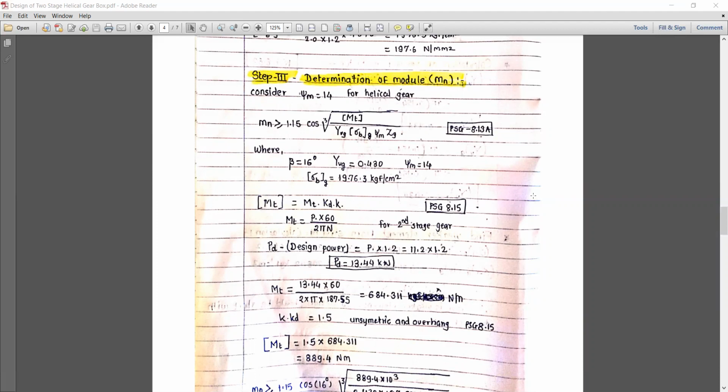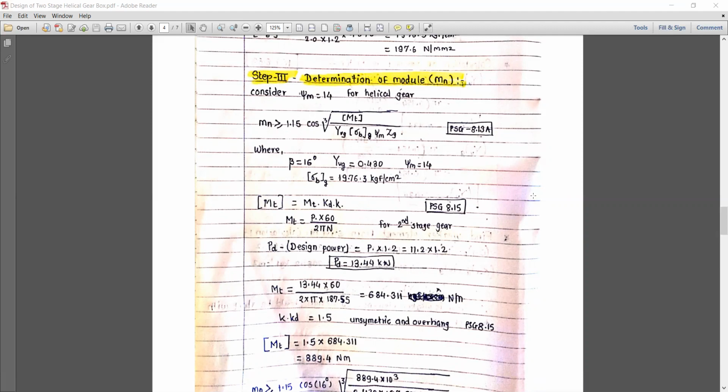bending stress is equal to 1976.3 kg per centimeter square. The only unknown thing is torque. Design MT we can calculate as MT into KD K from PSG page number 8.15. Now MT we can calculate by using power into 60 divided by 2 pi N.